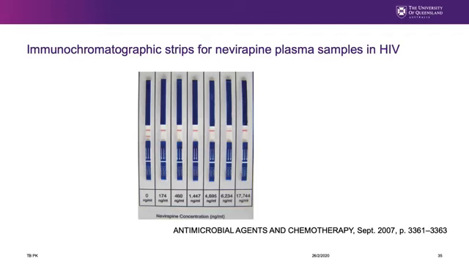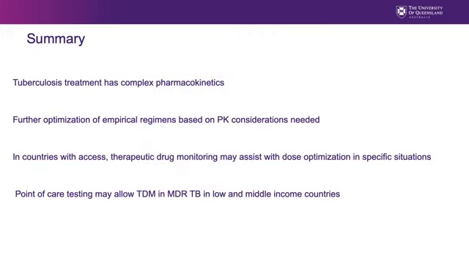So I've gone through that quite quickly, which is probably a good thing. Just to summarise, TB has complex pharmacokinetics. Obviously, smart people are working hard to try and optimise the empirical dosing, and part of that is taking into account pharmacokinetics.